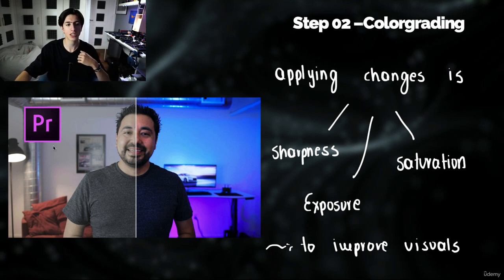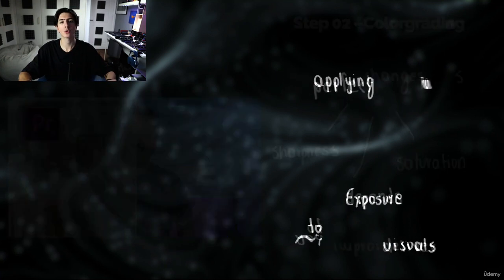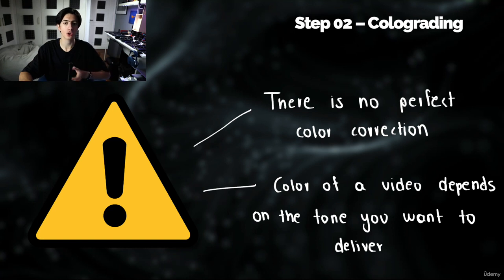In this image right here, you can see an example of a clip that is not color graded. So this is how it comes out from the camera, and this is what you get after applying the basic color corrections. So let's now move on to analyze how to color grade and what you should not do.